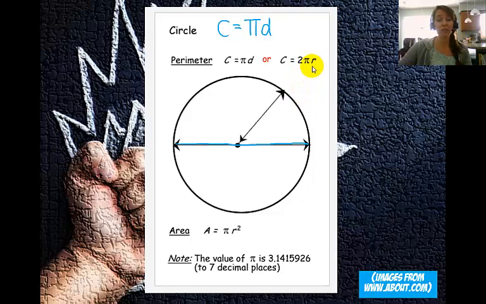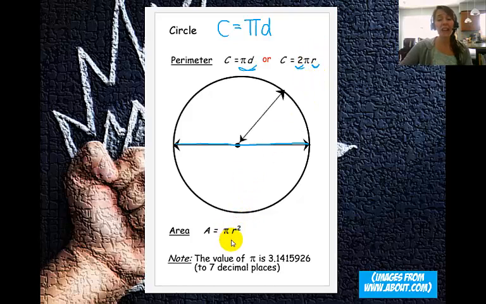And then the diameter is always twice the radius, or you could say 2 radii, if you want to get fancy, is going to be equal to the diameter. So just make sure that you understand that relationship. Radius is always half the diameter, or you could say diameter is always twice the radius. All right. So for circumference, we have either pi times diameter or pi times 2 radii.